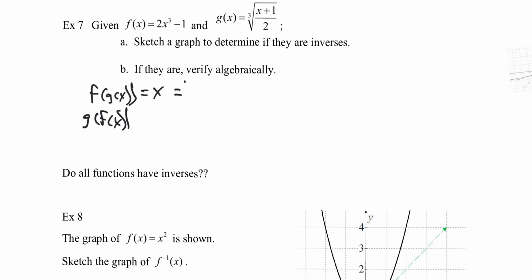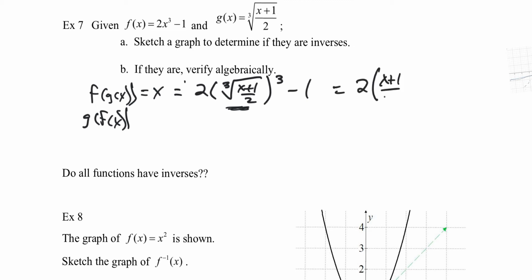So f of g of x should equal 2 times the cube root of x plus 1 over 2 cubed, minus 1. So now we're going to cube what's in here, and that's going to equal 2 times x plus 1 over 2, minus 1. Well, the 2's will cancel, so you're left with x plus 1 minus 1, which indeed equals x. Okay, I'll leave the g of f of x to you.